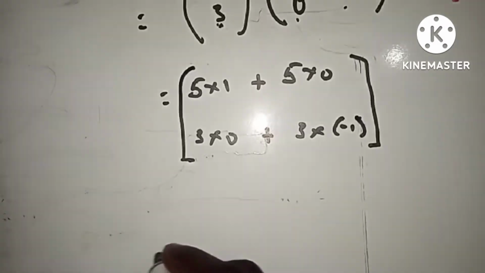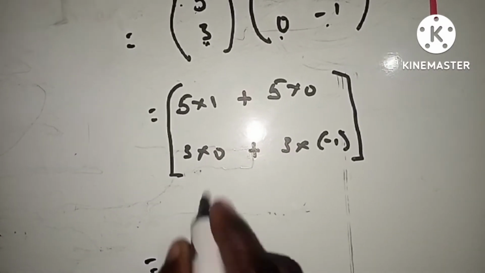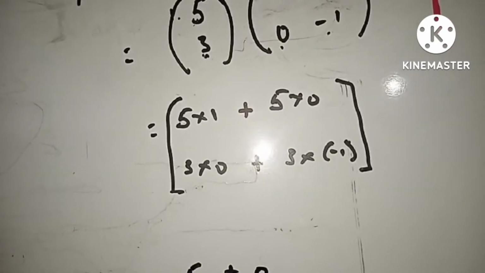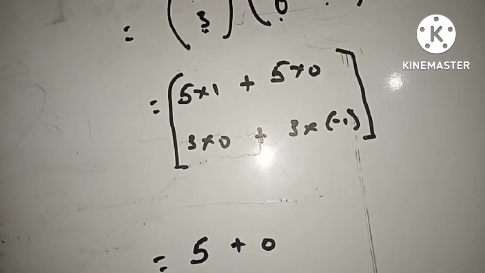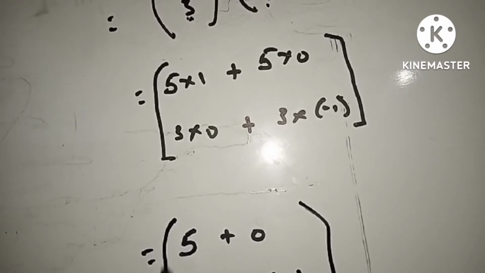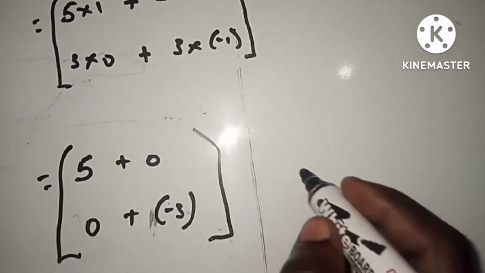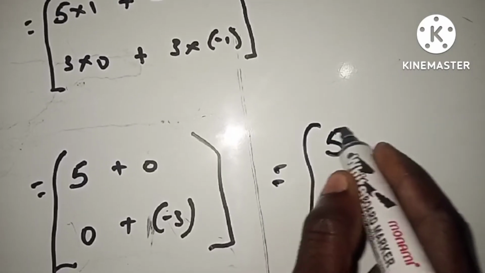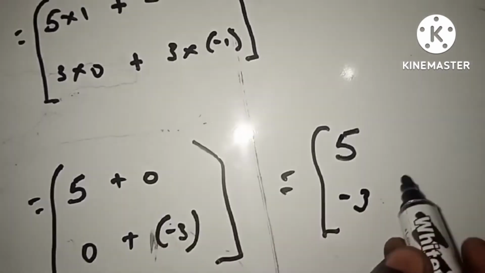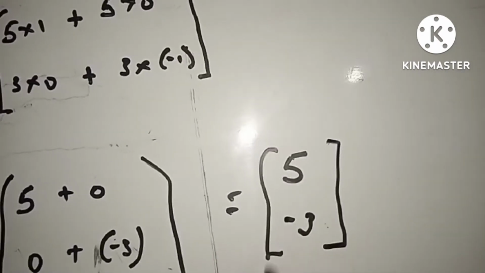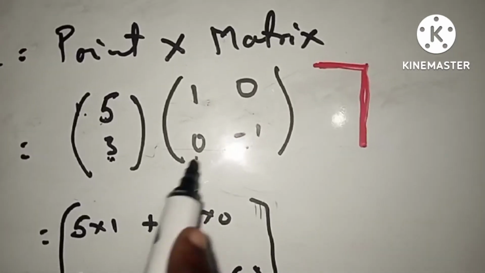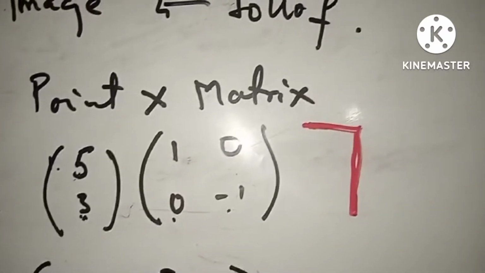So your final answer here is going to be 5. 5 multiplied by 1 is 5, plus this one, which is 0. Then here should be 0, and that one should be negative 1. Negative 3. Is that okay? So very, very simple. And then here we are going to have 5, so 5 plus 0 is 5, and then 0 plus negative 3 is negative 3. So this will be your final answer, and this is how simple you multiply. The most important thing here is that you just have to know how to do the multiplication. Is that okay? All right.